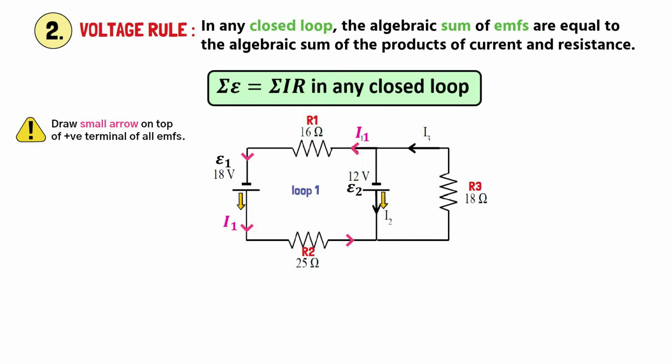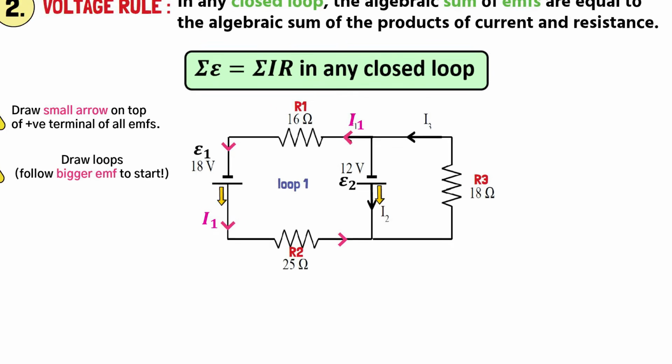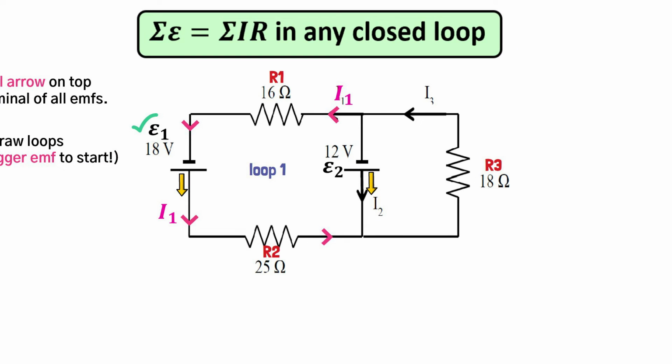Alright. And then after we draw the small arrow on top of the EMF, you can draw the direction of your loop. Okay, so awak nak lukis clockwise ke, anti-clockwise ke, terpulang kepada awak. Cuma saya ingatkan untuk memudahkan kita mendapatkan equation yang betul tanpa melakukan kesilapan. So, you can draw the loop based on the bigger EMF in order to start the direction of your loop.